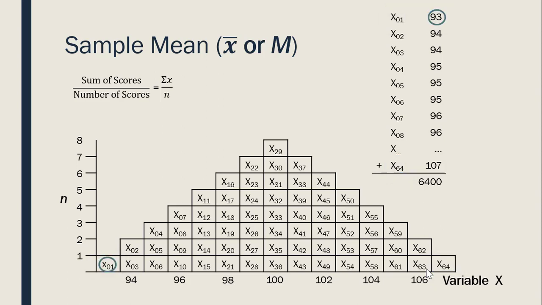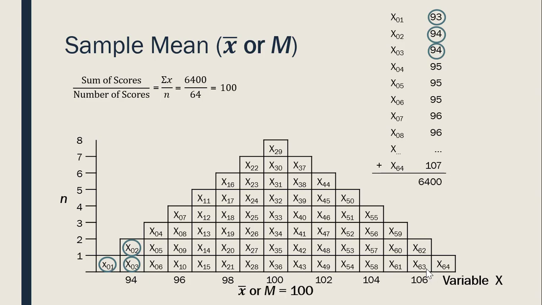For example, if we assume the x variable is IQ, the first person, represented by x1, has an IQ score of 93. The next two lowest scores for x2 and x3 are 94. If we add all of the scores together, we find sigma x, or the sum of the IQ scores, is 6400, and there are 64 scores, so n is 64. The quotient when we divide 6400 by 64 is then 100, which is the average IQ score, or the mean IQ score.